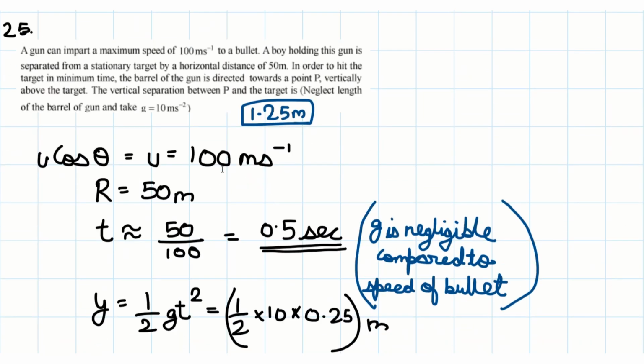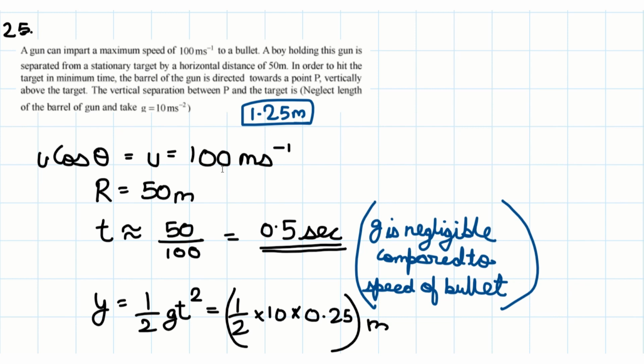In the 25th question, we have the initial velocity of a bullet, which is 100 meters per second. Now due to the effect of projectile motion, if the boy points straight at the target, it would fall below the target, which is why he points it directly above the target at the point P. We need to find the separation between P and the target. We have to neglect the length of barrel of the gun and g equal to 10 meter per second square and not 9.8.